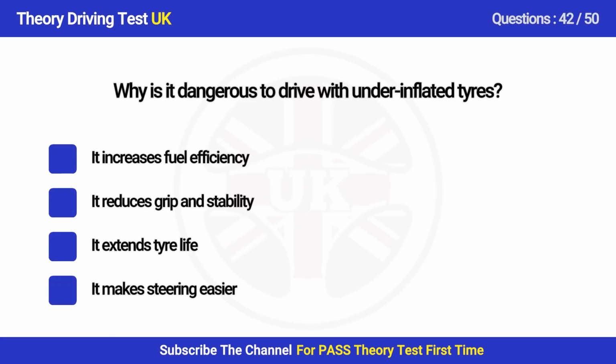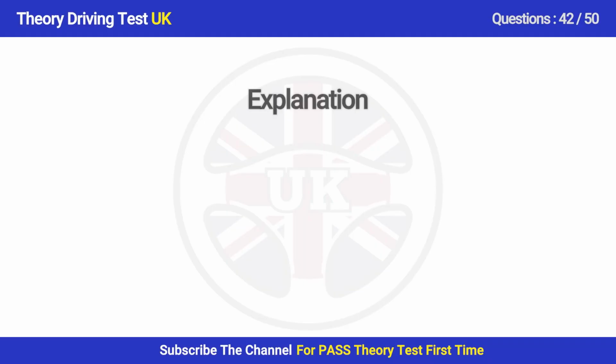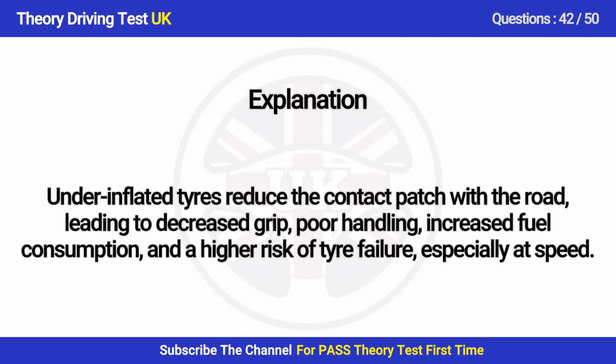Question 42. Why is it dangerous to drive with worn tires? A. It increases fuel efficiency. B. It reduces grip and stability. C. It extends tire life. D. It makes steering easier. Answer is B. It reduces grip and stability. Worn tires reduce the contact patch with the road, leading to decreased grip, poor handling, increased fuel consumption, and a higher risk of tire failure, especially at speed.